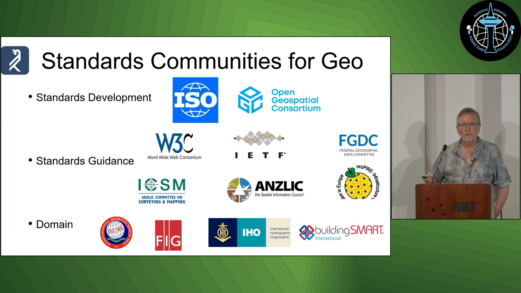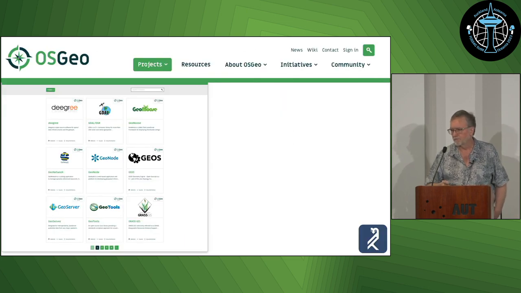And at the bottom, these are the domain areas. And this is where really most of the products that we make get implemented, is within communities. And these groups oversee how those things actually work. They're more at the bleeding edge there.